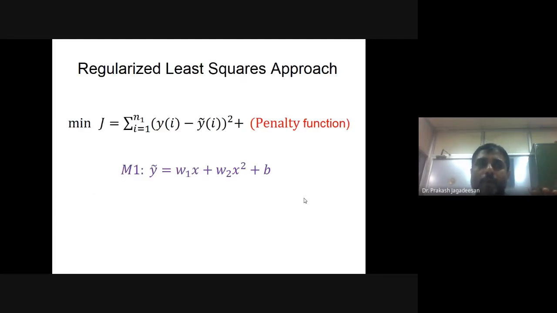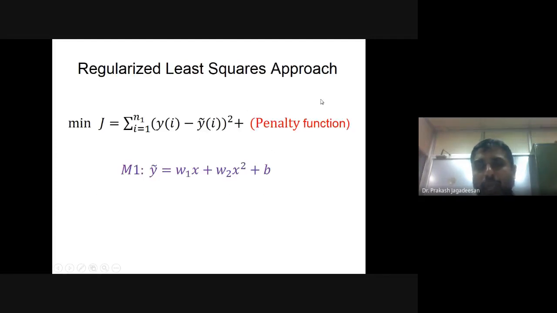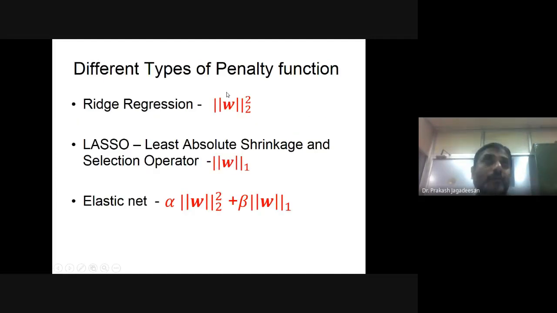Now, I'm going to focus on the concept of the regularized least squares approach. In the cost function, we have used the sum of squared errors. In addition to the sum of squared errors, I'm going to add a penalty function. The model structure remains the same. I'm going to use the same model structure, but I'm adding some penalty function. There are different types of penalty function available in the literature.